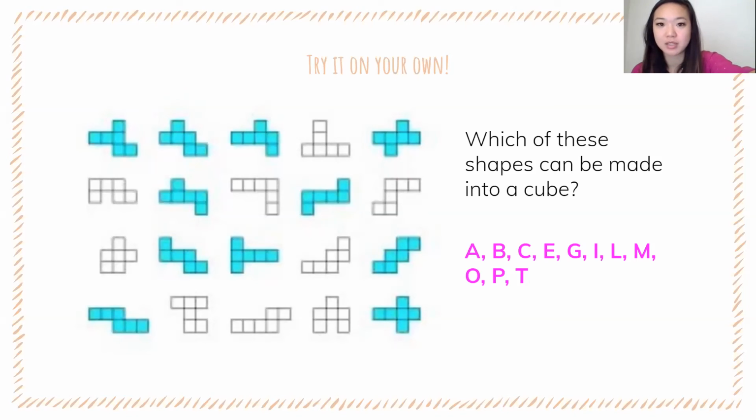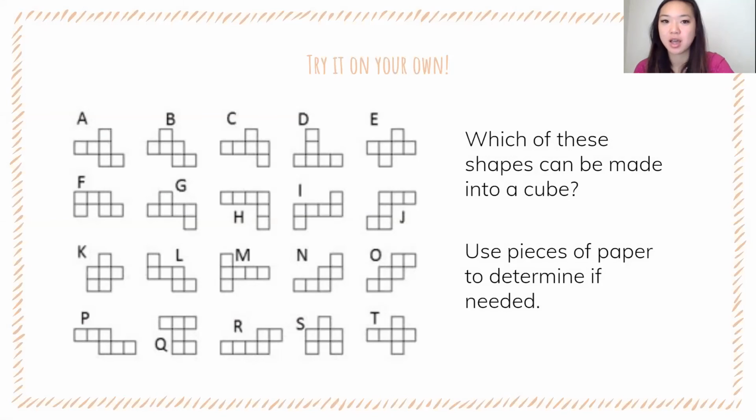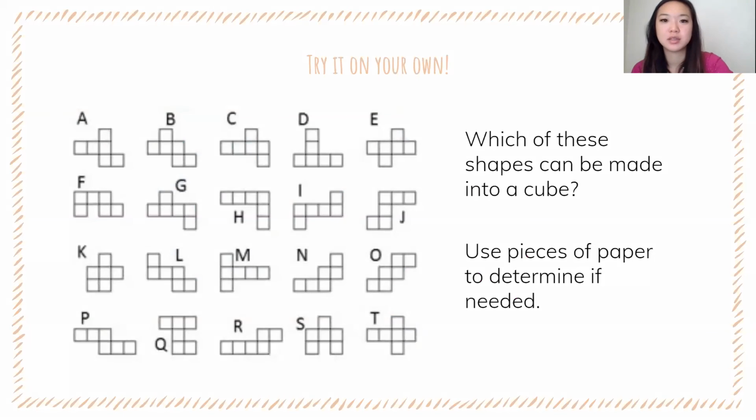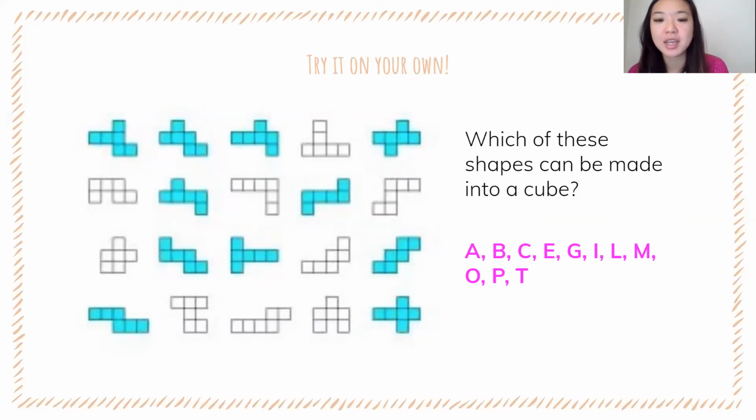B can also be made into a cube. C can be made into a cube. The answer key doesn't have the letters like this, but if you guys had just written it down, it's in the exact same order as the questions I gave you. And then E can be made into a cube, and E, we actually did that one together already, so that was this shape. So E was definitely a cube.